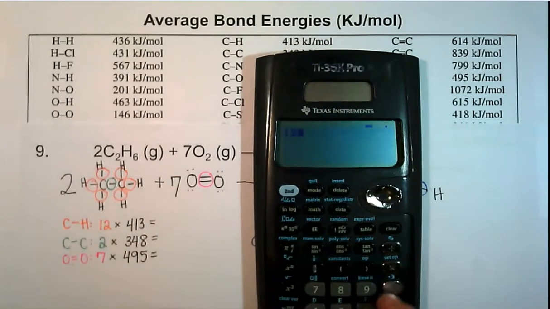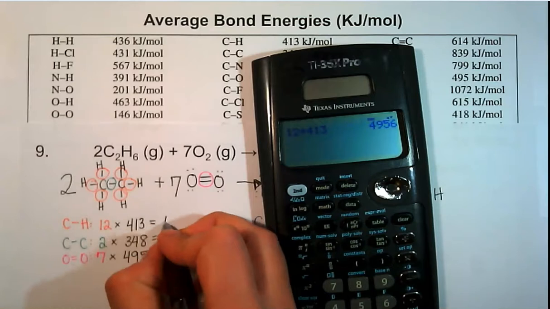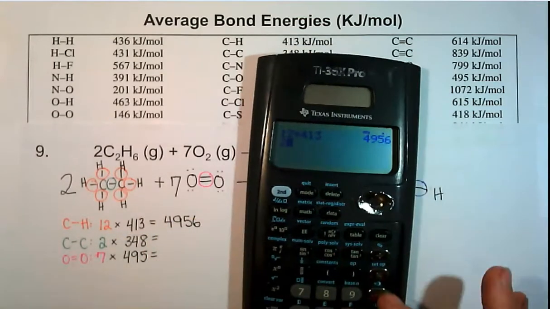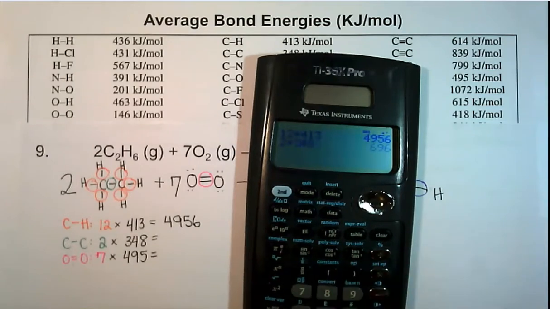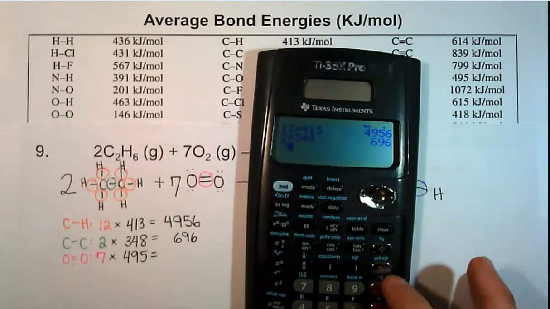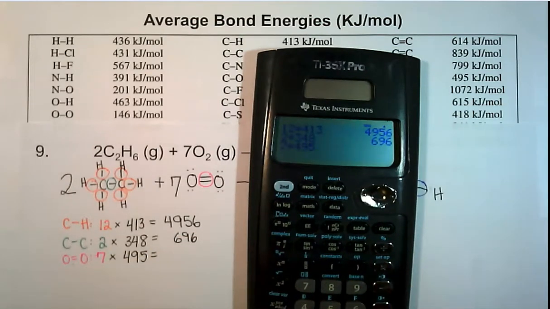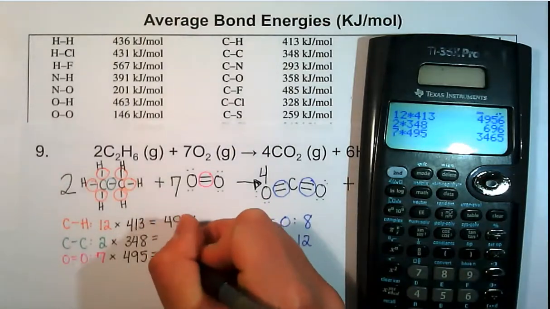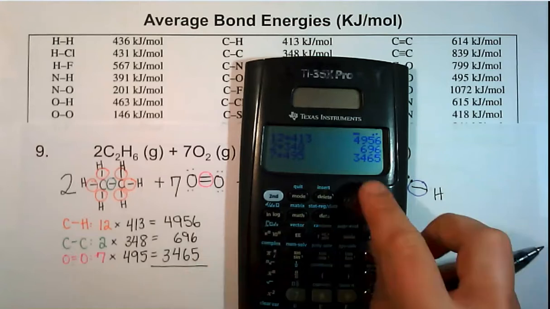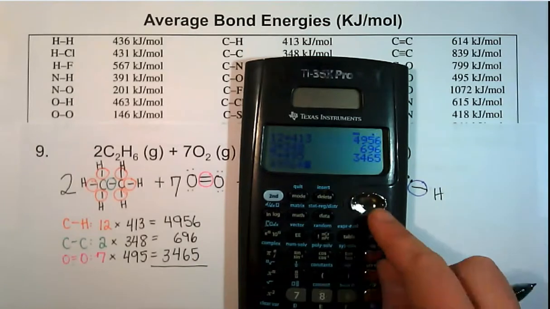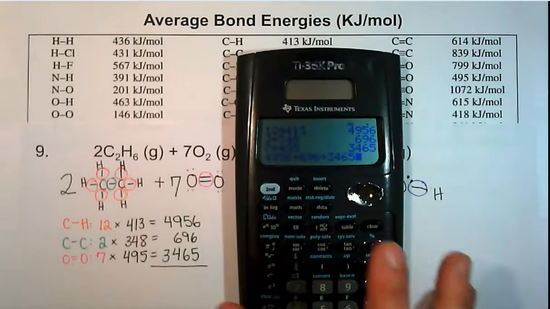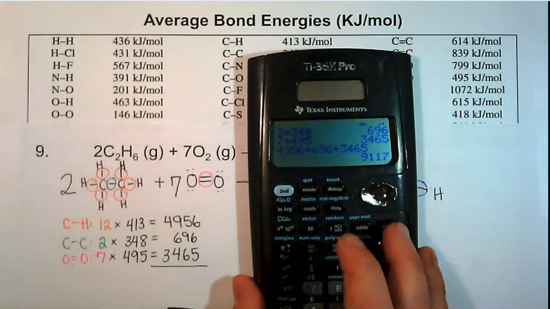12 times 413 gives us 4956. 2 times 348 gives us 696. And then 7 times 495 gives us 3465. Now I could probably add these up in my head, but I'm not going to because I'm feeling a little bit lazy and I have a calculator here. So I'm just going to go back and add all three of these values together, which gives me 9,117.